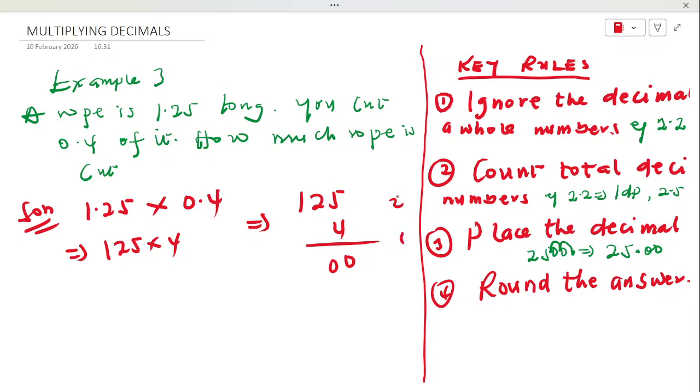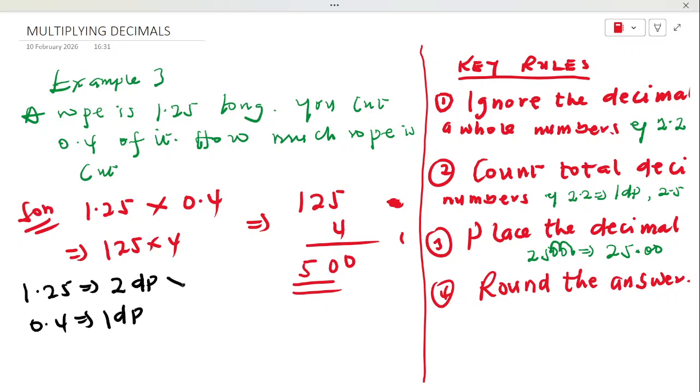Remember, when you are done with these two, you can decide to cancel it out. And then 4 times 1 is 4 plus 1, making what? 5. So we have 500 as what? Our answer. So now the next step is to what? Is to count the number of decimal places that we have in the question. So 1.25 has 2 decimal places, and then 0.4 has what? 1 decimal place. So in total, we have 3 decimal places.